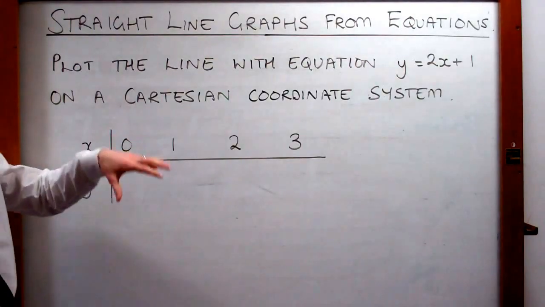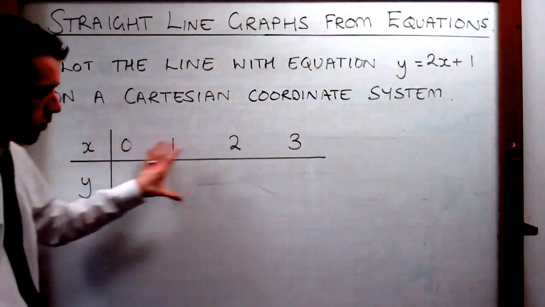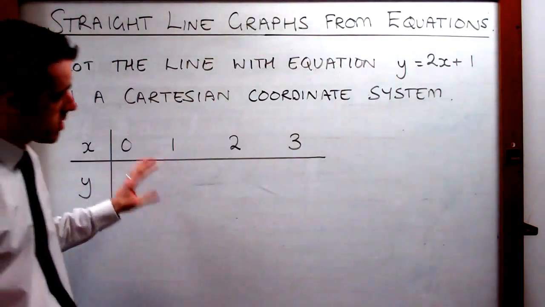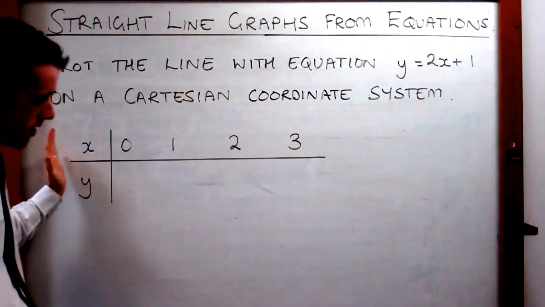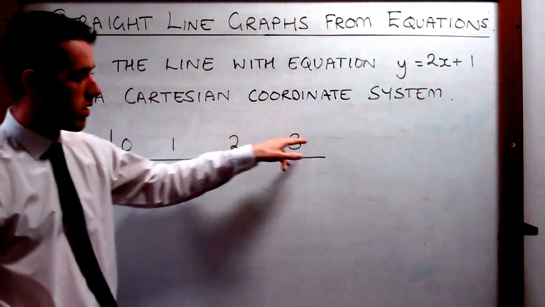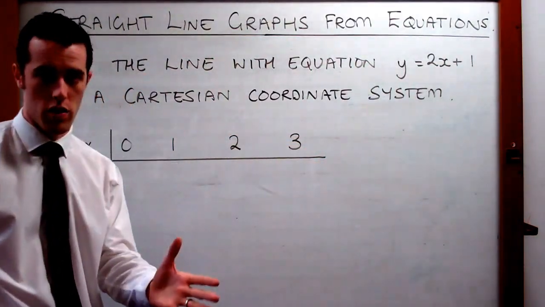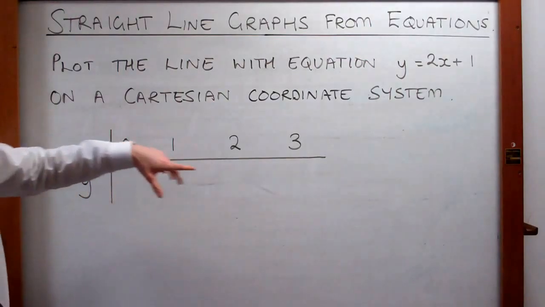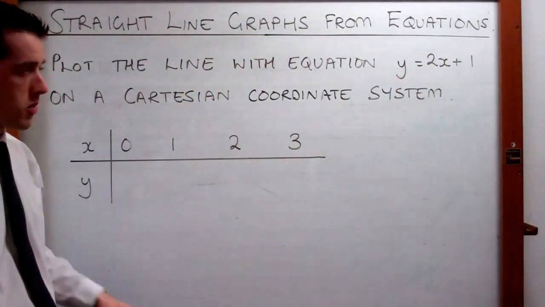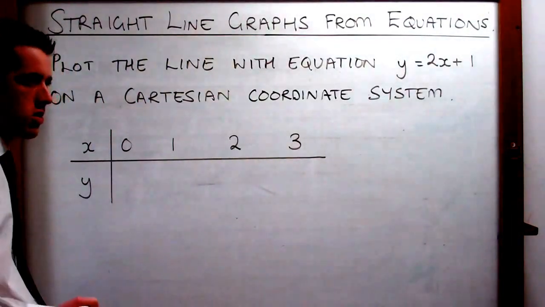So, how we do this is we always start off with the same table. No matter what the equation is, we always start with this table here. We've got x values which we've picked: 0, 1, 2 and 3. Why do we pick those? Because they're easy. Then we're going to find out the y values that correspond to those x values. How do we do that? We're going to do it by substitution.